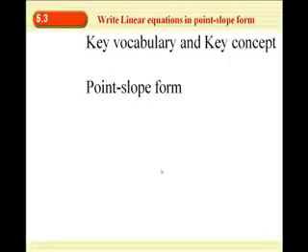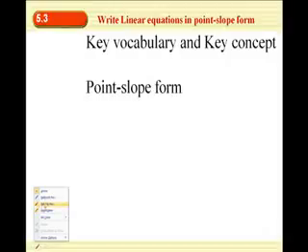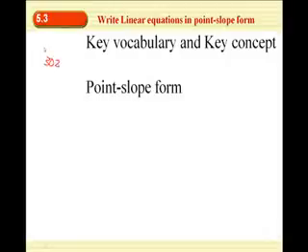All right, Algebra 1. Ooh, those words got a little big. Sorry about that. Key vocabulary and the key concept. Let's put it together on page 302 in your book. So if you will take a look at page 302.